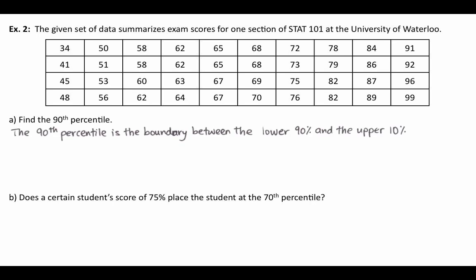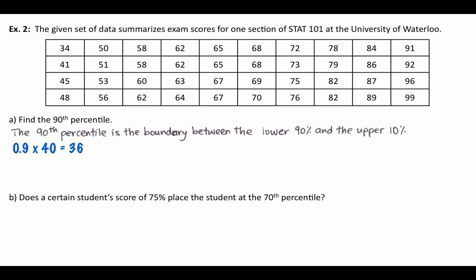All right, so how do we do this? Well, the 90th percentile is the boundary between the lower 90% and the upper 10%. It's the number where you say, okay, this is the number where 90% of the data is below it and 10% of the data is above it. So how do I create that boundary? Well, first of all, we have to find the data point that represents 90% of the way in.